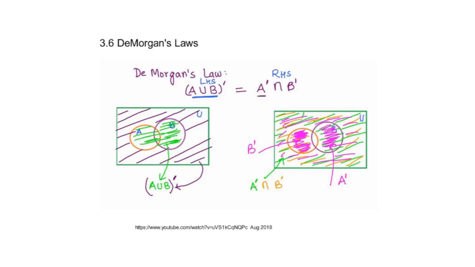Welcome to our last section in Chapter 3, Logic. This is 3.6. It's titled DeMorgan's Laws. And in this section, we're going to learn how to do the negation of a conditional, as well as with DeMorgan's laws, we're going to do the negation of conjunctions and disjunctions. So let's get started.